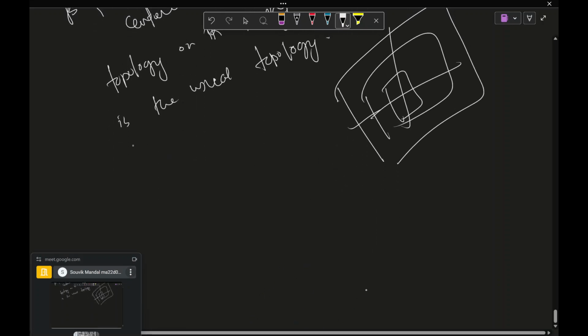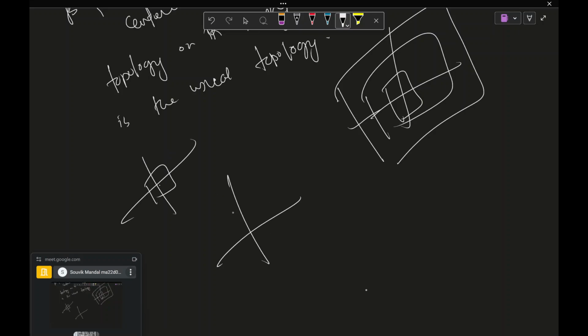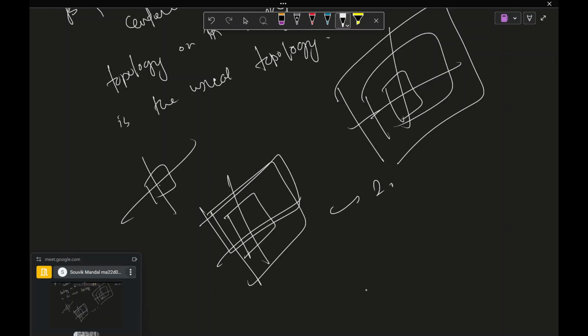if you take any point, there is a square containing the point. So that's okay, but what about two squares? Suppose we have these two squares, then their intersection is not necessarily a square, right? So that's why the second axiom is not satisfied. Okay.